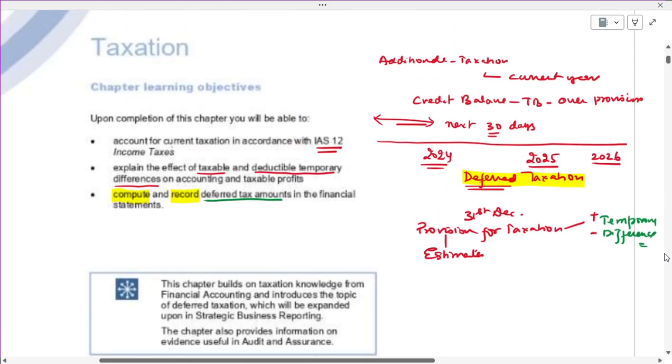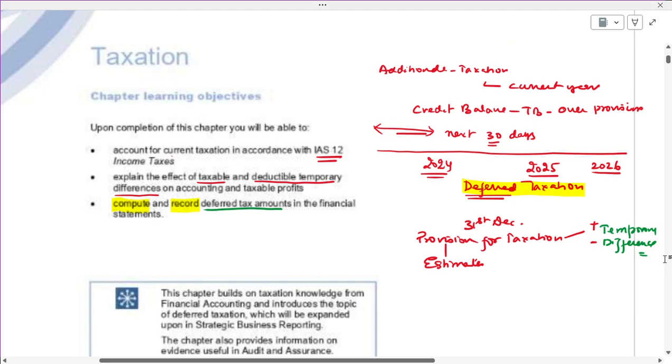These are the three basic points we are doing. What are the most important points? The most important point is the deductible temporary difference and deferred tax amounts. Once you get a clear idea, automatically things will be very specific.